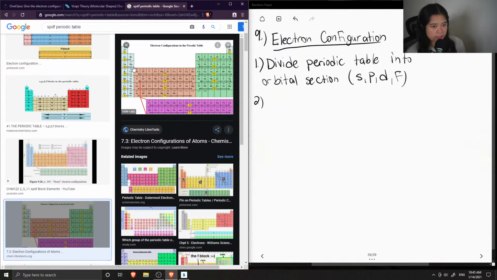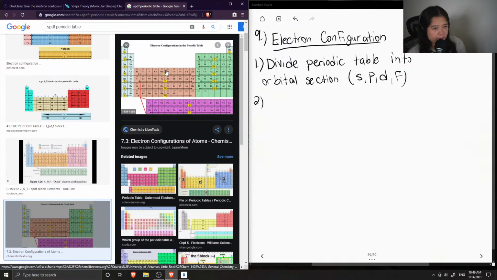So our S block is the first 2 columns plus helium. The P block is shown in green. And the D block is the middle transition metals, shown in the orange. And the F block is the last 2 rows, which are the lanthanides and actinides.